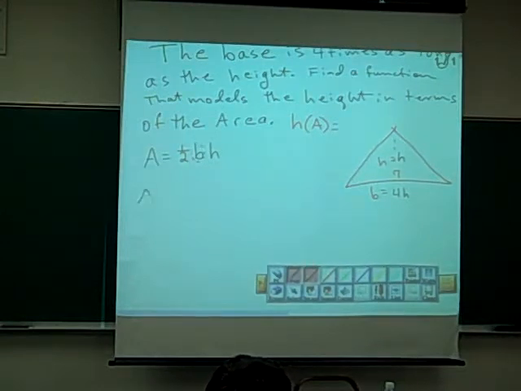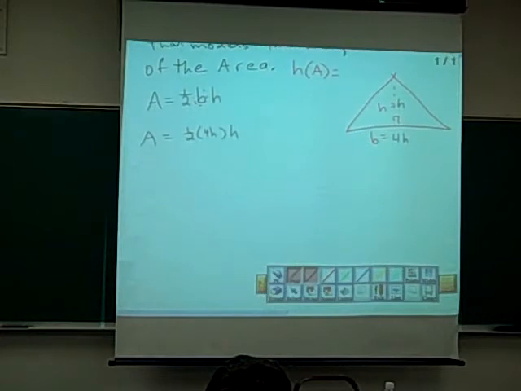We're going to put in A equals 1/2, and where the base was, we're going to put 4H in there, times H. Okay, now what? Let's just distribute, it would be 4H squared over 2. Can we simplify? Yes, 2 can go into 4, and that's 2. And H times H is H squared, so we have A equals 2H squared.